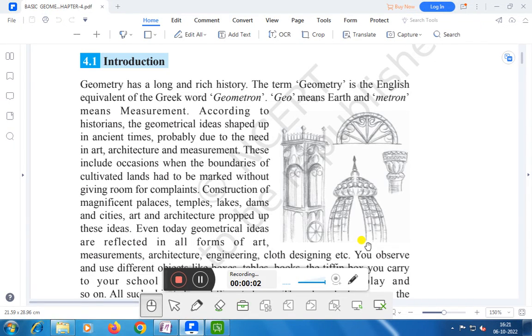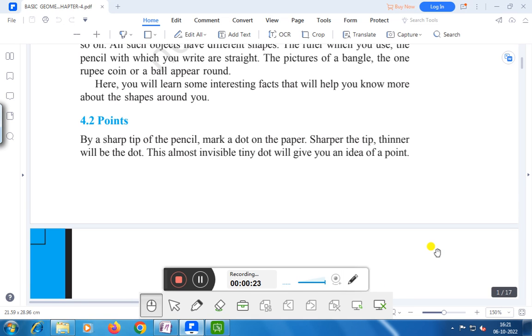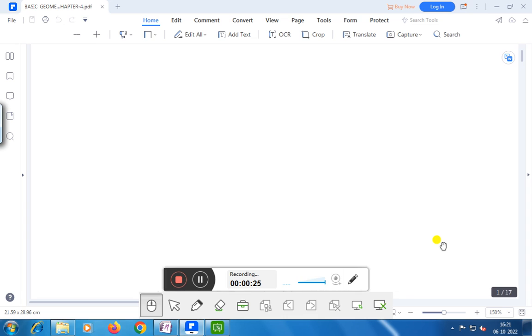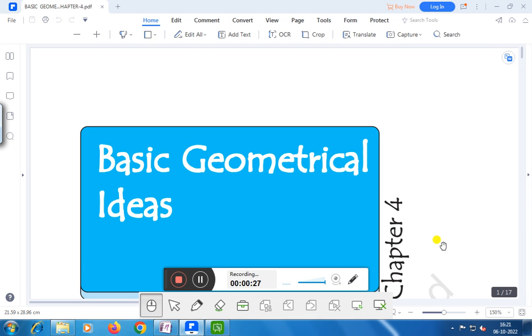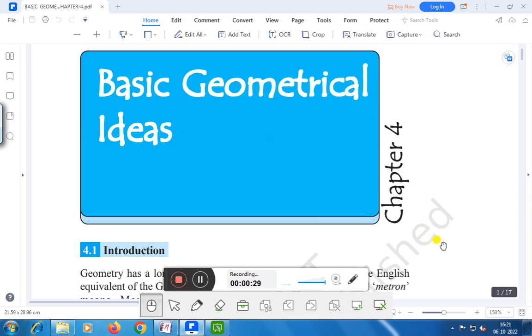Hello friends, today we shall discuss a new chapter, that is basic geometrical ideas. First of all, we'll learn something about basic geometrical ideas, right? We'll discuss today basic geometrical ideas.